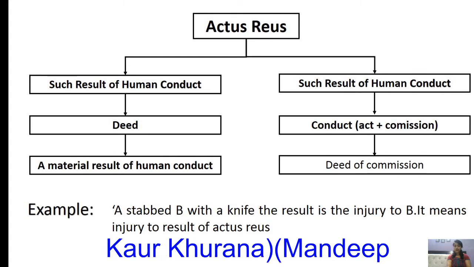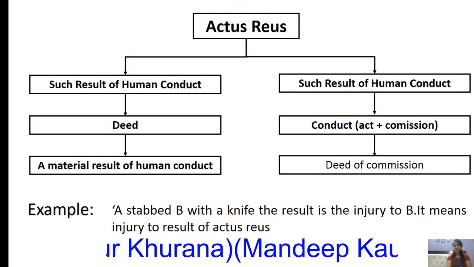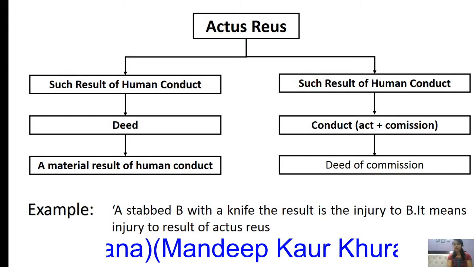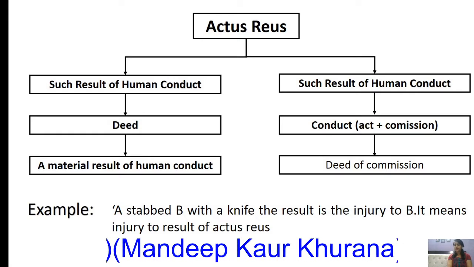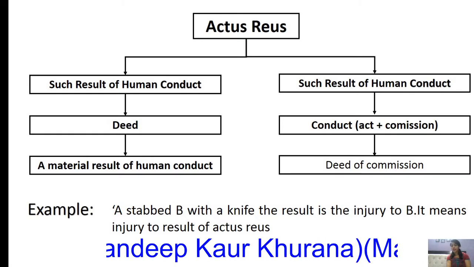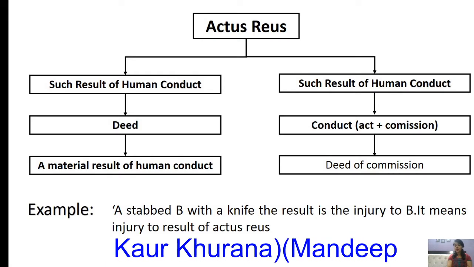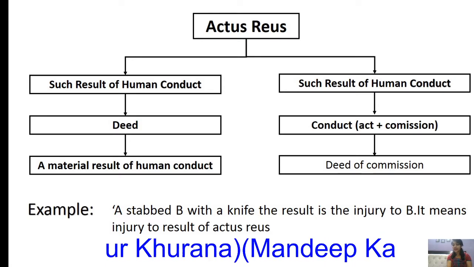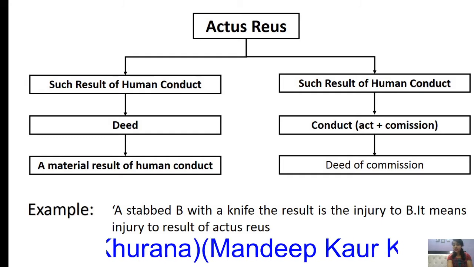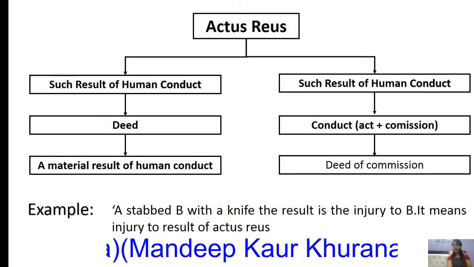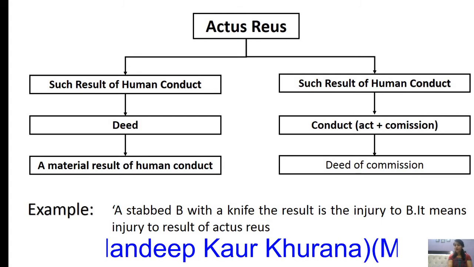Here I have quoted an example. I suppose this example I had discussed in the previous slides. A stabbed B with a knife. The result is the injury to B. It means the injury is the result of actus reus. That is, whatever the person has done to the other with the knife, what happened to the other person is injury, some harm has happened.